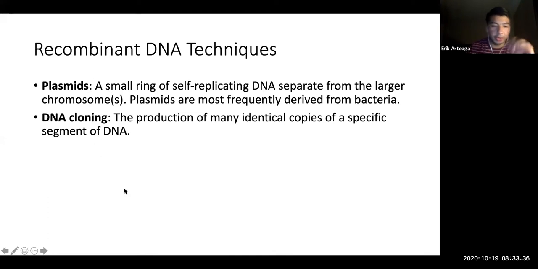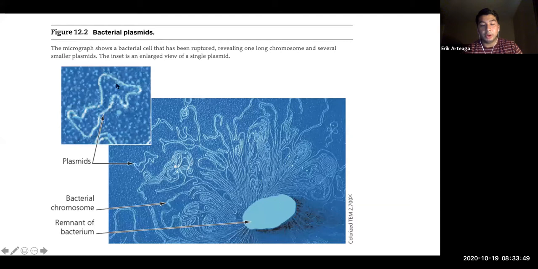bacteria. Okay, so DNA cloning, the production of many identical copies of a specific segment of DNA. Okay, and we can also use plasmids in conjunction to perform DNA cloning events. Right. So what you do is you cut the plasmid, and then you insert the genome or different parts of the genome. So here's a plasmid again. You see the bacterial genome here, the bacterial chromosome. It's large, right? You have a lot of genetic information. And then here you have the baby plasmid. Okay, this is just a little bit of genomic information in comparison to the full genome of that organism.